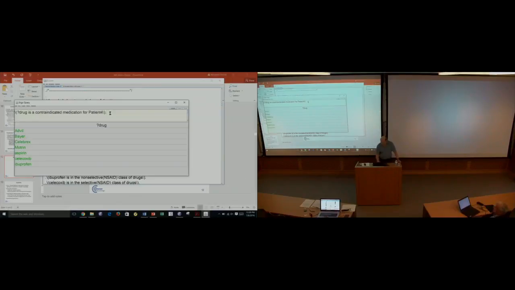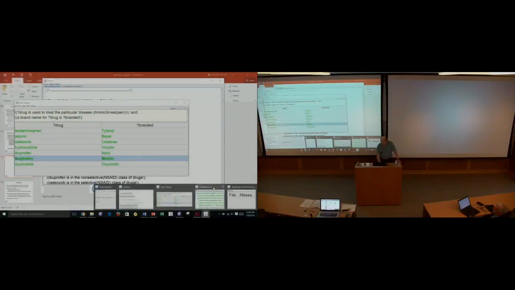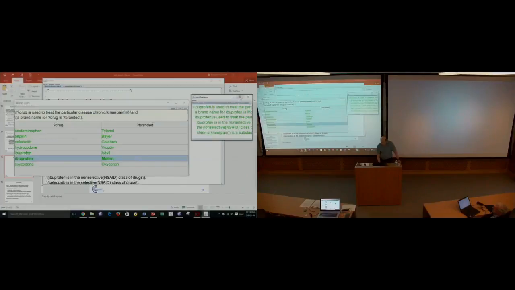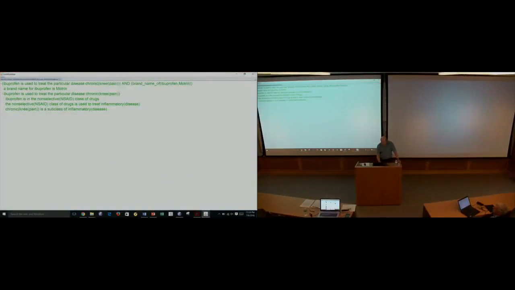If I go back to the other question and look at the answers, I can drill down on one of the answers. For any answer, a full explanation is available. What it did is it computed an explanation. Let's make that bigger so we can take a look. We see ibuprofen is used to treat the particular disease, and its brand name is, say, Motrin.